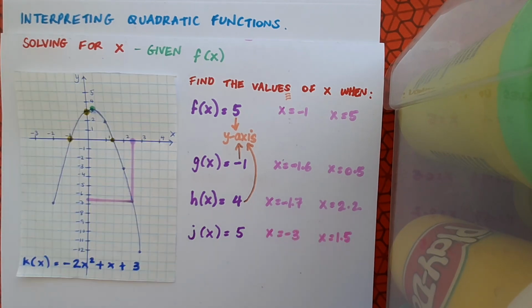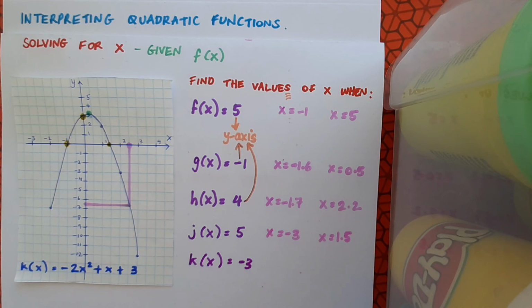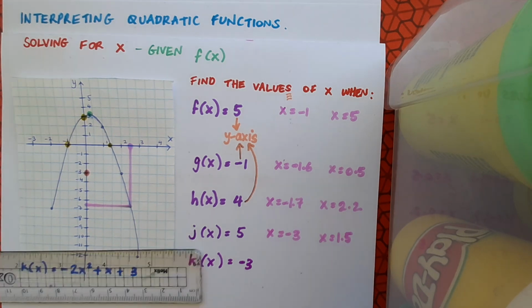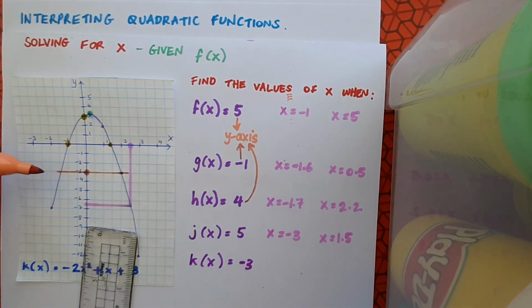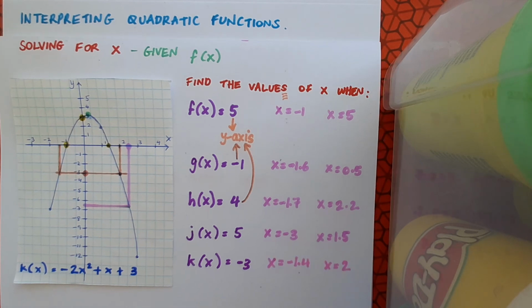And finally, we have k of x. We want to solve for the values of x when k of x equals -3. So what do we do? We'll mark -3 on the y-axis. We'll draw a horizontal line through it, and then vertical lines through those points of intersection to the x-axis. And in this case, my solutions are approximately -1.4 and x equals 2.